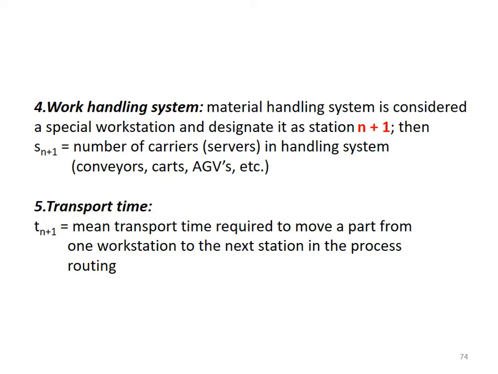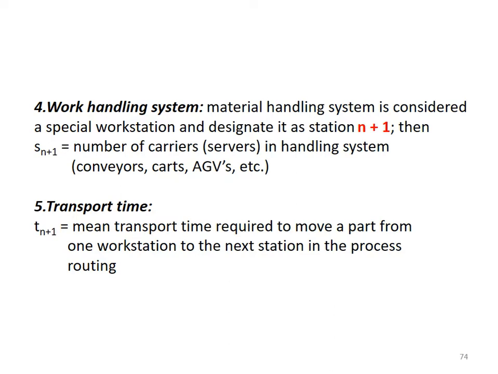We normally label it as n plus 1, where n you have already seen, that is Sn plus 1. The number of work handling systems will be denoted as Sn plus 1, which includes the number of servers in the handling system. So the carriers can be conveyors, belt conveyors, chain conveyors, carts, or automated guided vehicles. There are a number of material handling systems, as you saw earlier in the FMS, for the movement of materials from one station to the other.